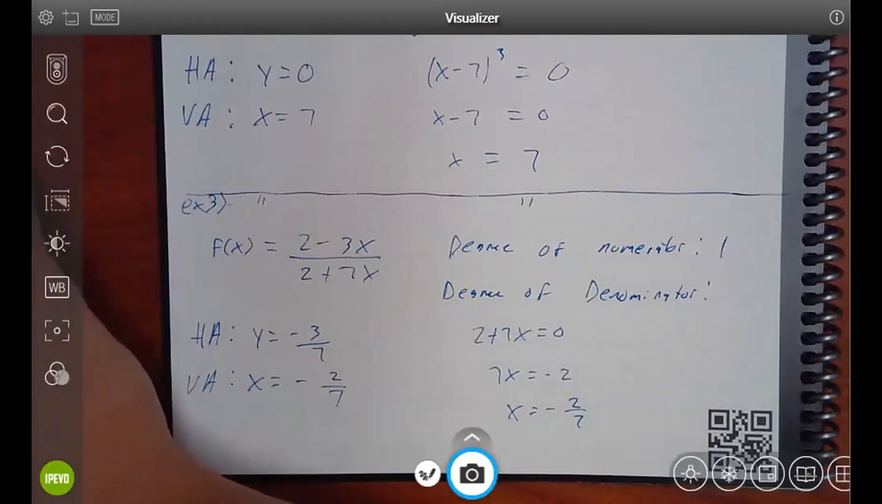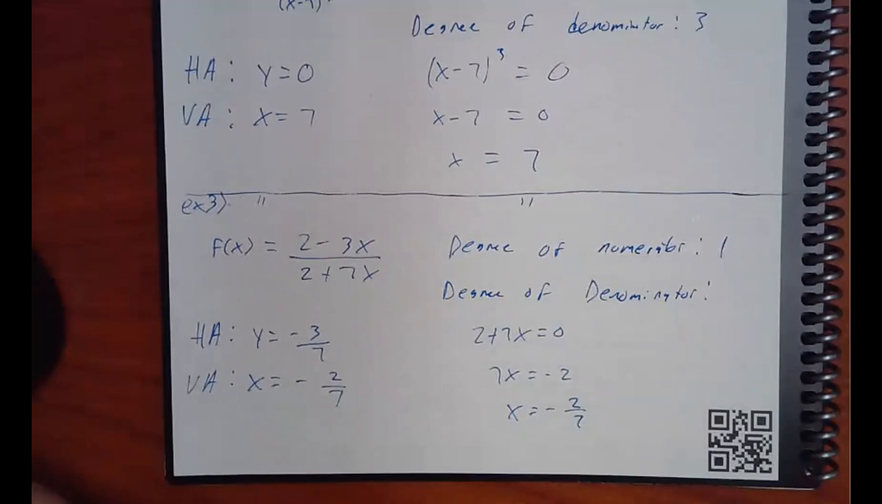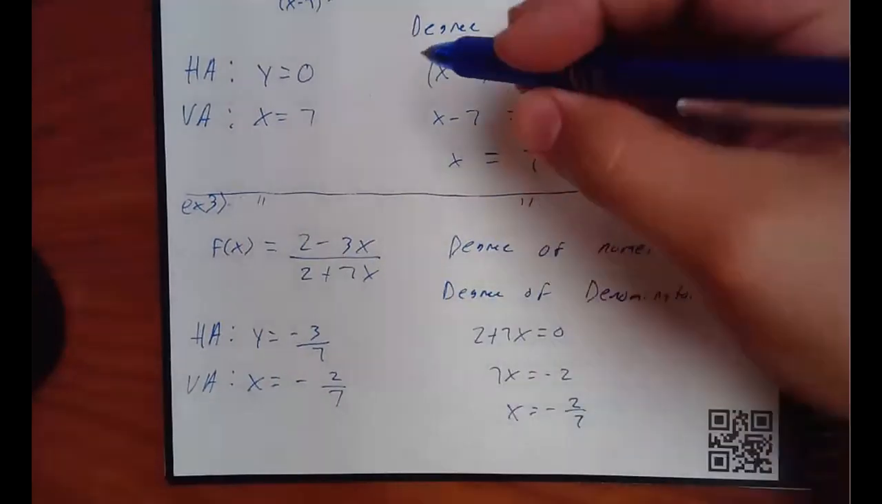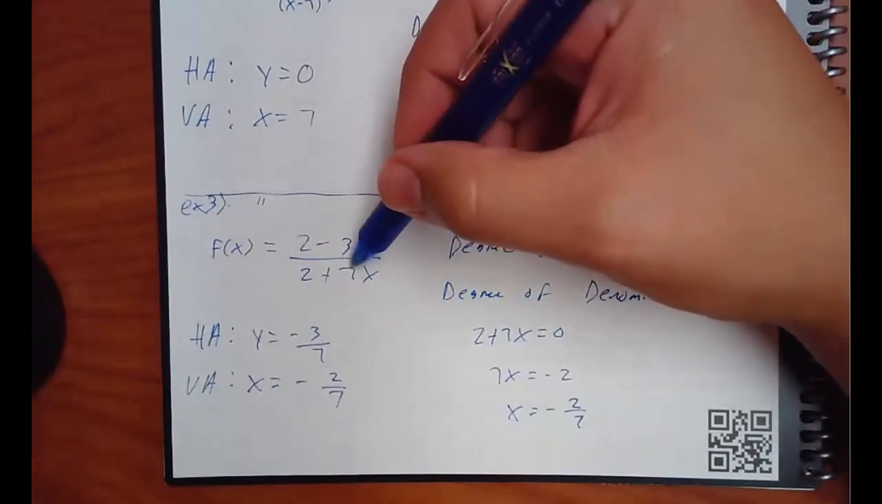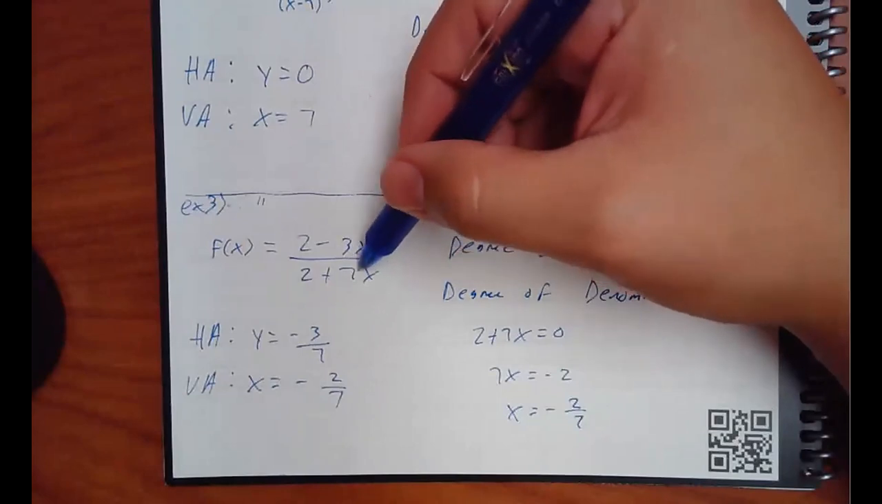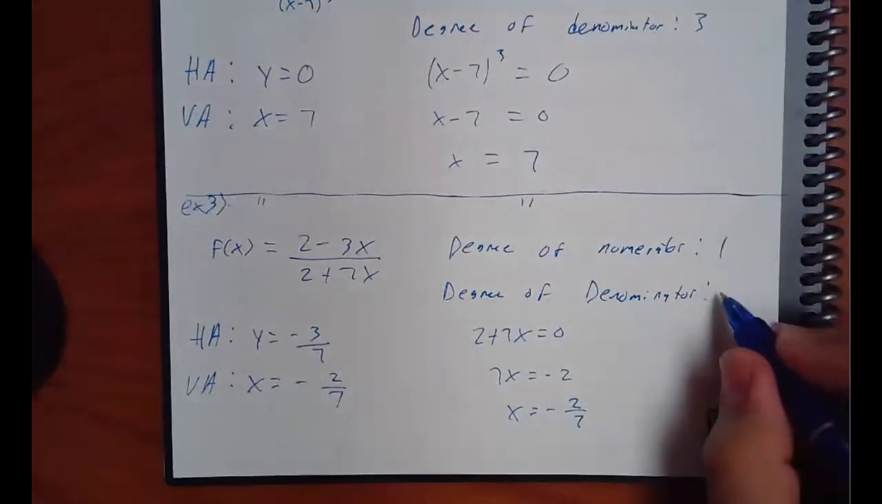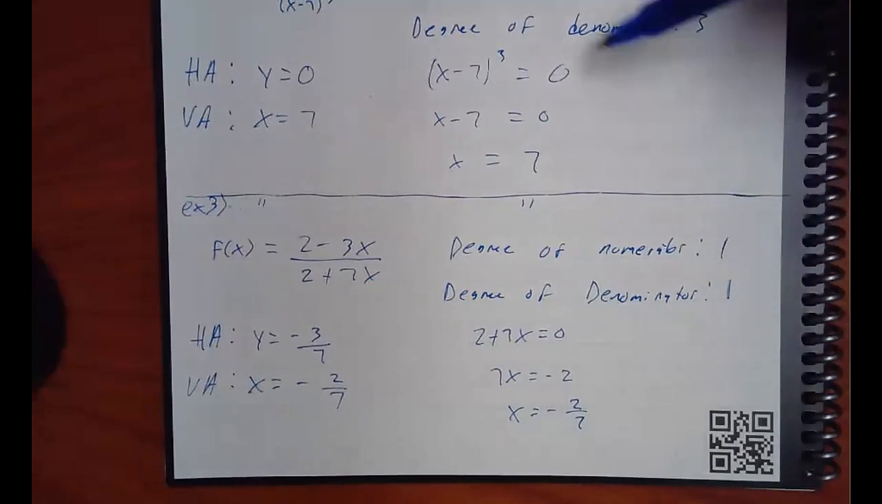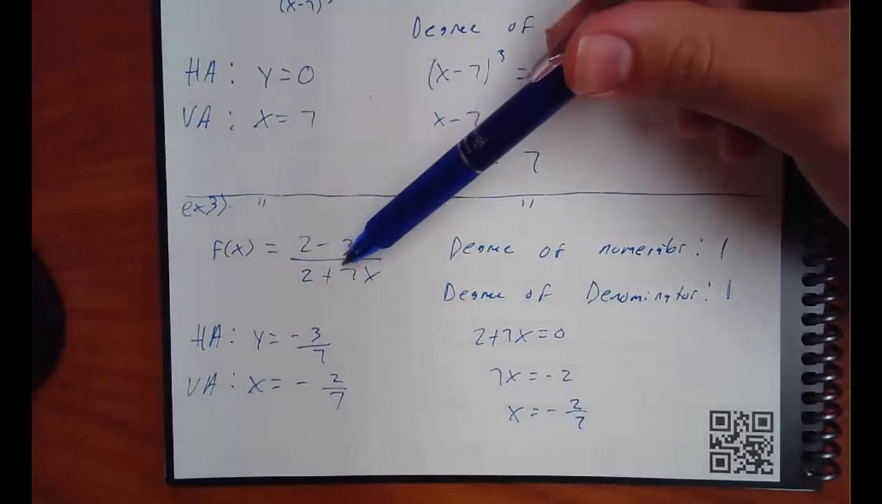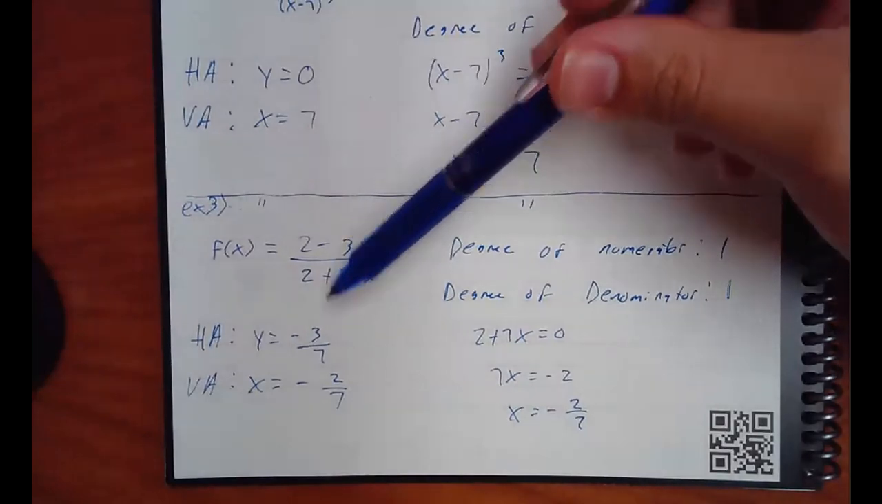How did you get the -3/7? You take the leading coefficient of the top, the -3, and you divide by the leading coefficient of the bottom, which is the 7. You do this whenever the degrees are the same. So if the degrees are equal, just take the coefficient of the highest power on the top and on the bottom, and divide.